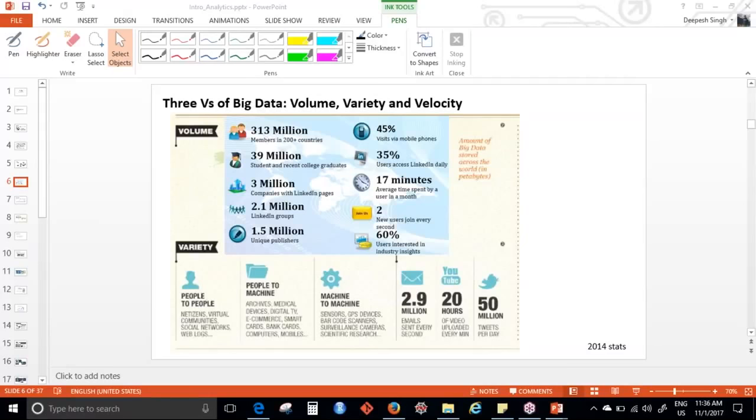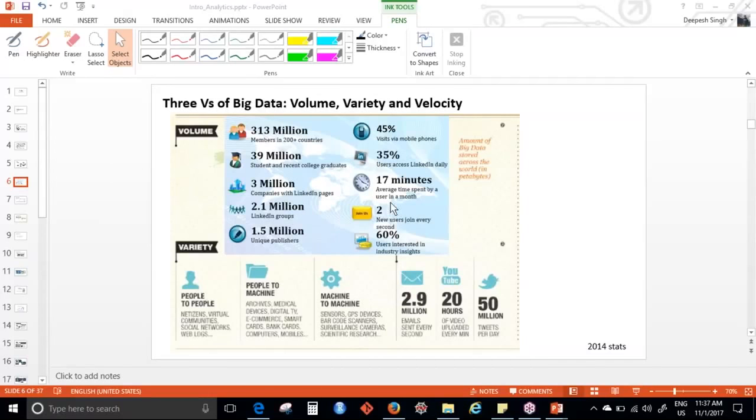Okay, and the second V is for variety, because you have data in different formats. You have structured data, for example, data that is in your SQL databases or your Excel spreadsheets, or you also have unstructured data. The email that you write is unstructured. It doesn't have specific rows and columns. The videos that we see, audio files, all these are unstructured data. And the third V is for velocity, the velocity at which the data is coming. You can imagine the number of tweets coming every second.